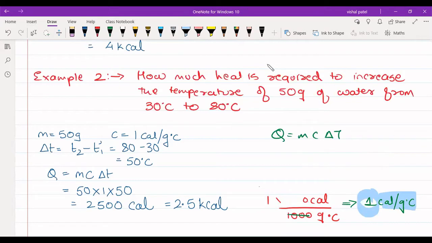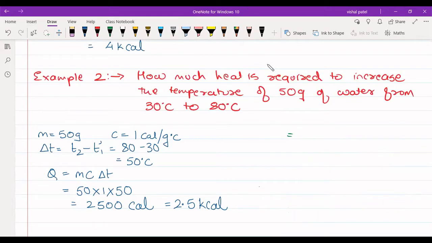Okay, so I'm using the formula Q equal to mc delta T. See the formula, I'm substituting all the values here. Mass is given as 50, specific heat is 1. Now students, I've told you delta T. Delta T मतलब क्या होता है? Change in temperature, मतलब T2 minus T1.